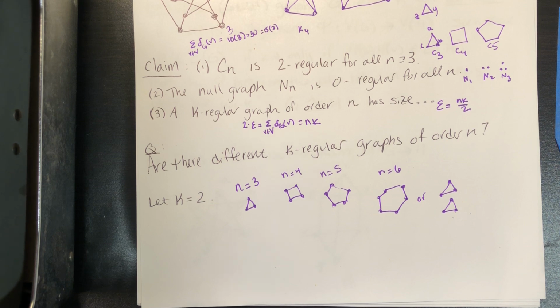And you might be exploring that a little bit more in the exercises, but it's an interesting question just in general in graph theory. How many different k-regular graphs do you have for a particular order?